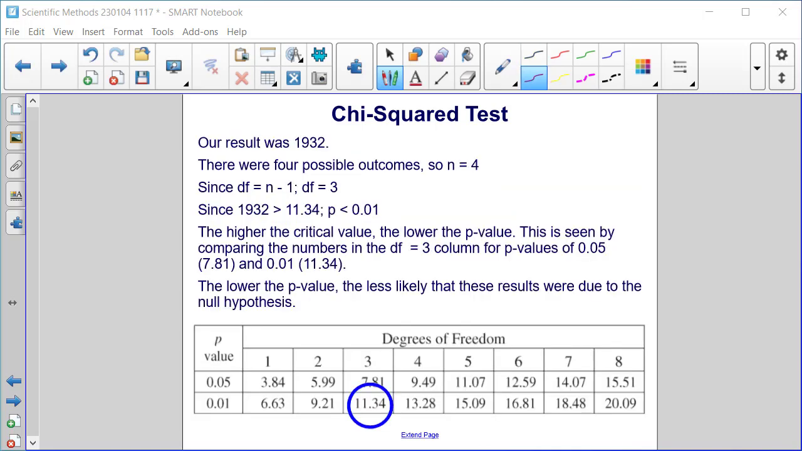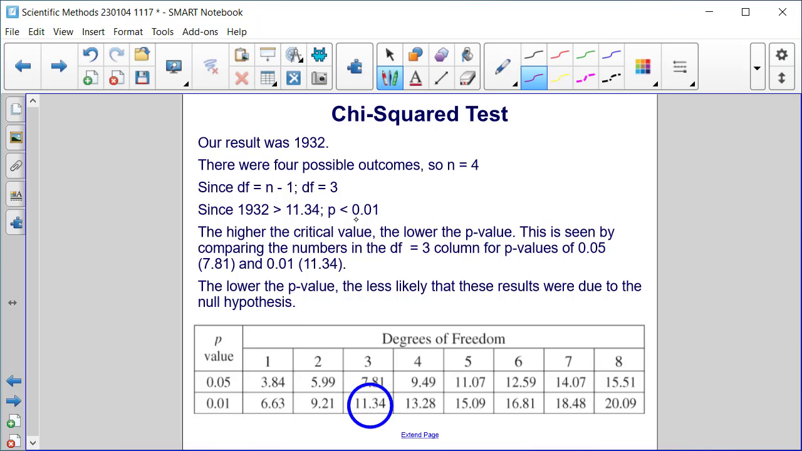Our result was 1,932. There were 4 possible outcomes, so n equals 4. And the degrees of freedom is 1 less than that, so 3. So for a p-value less than 0.01, the critical value circled here is 11.34. Our result, 1932, is greater than 11.34, which was the critical value for a p-value less than 0.01.